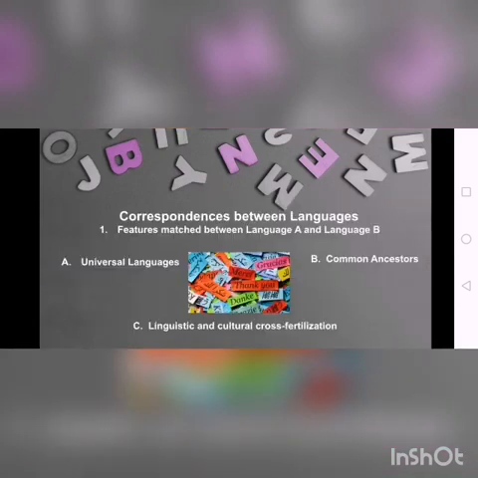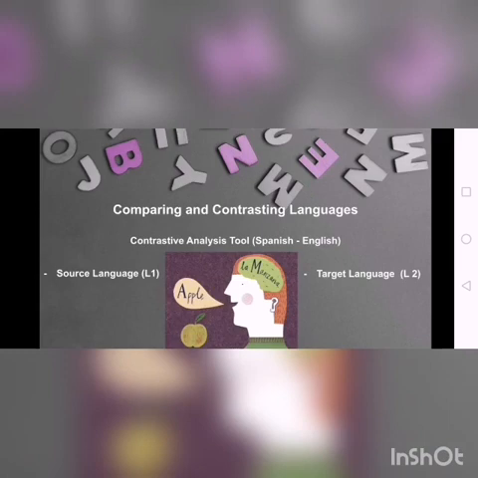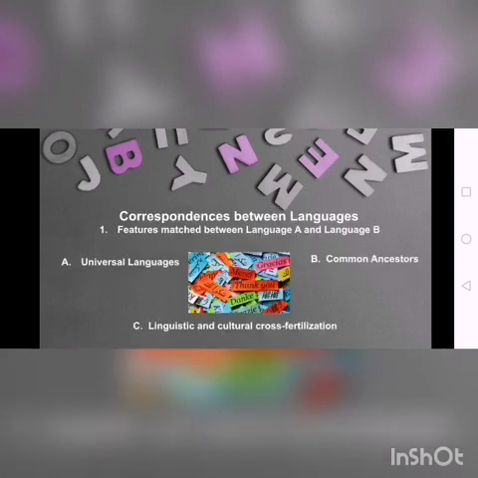Which languages? We have the source language or the native language, and also we have the target language or the language that we are learning. In our case, Spanish will be our source language and English will be our target language, right? Then we have correspondences between languages, and these are the features that match between language A or source language and language B, which is the target language.